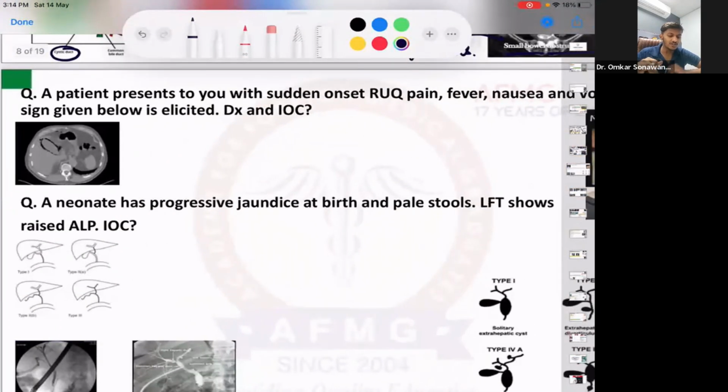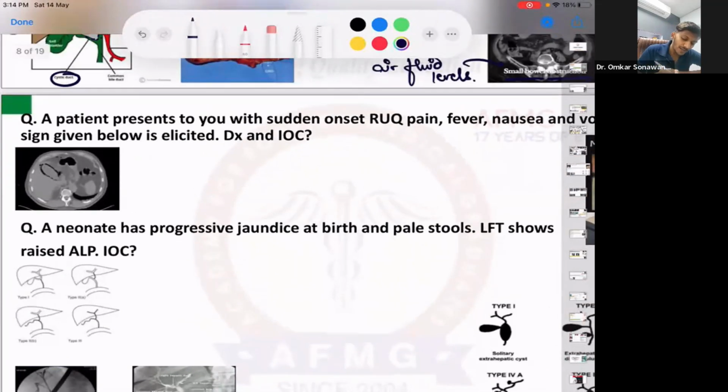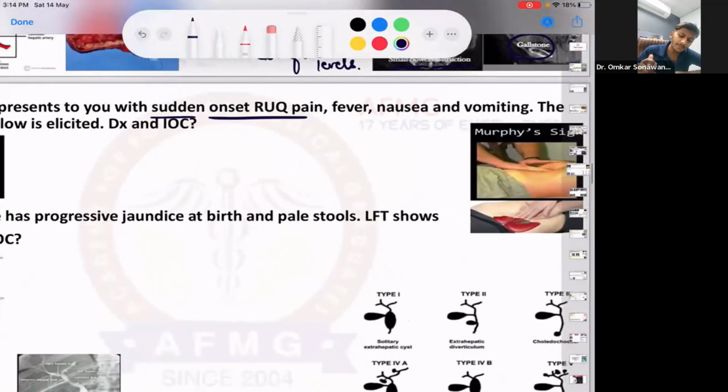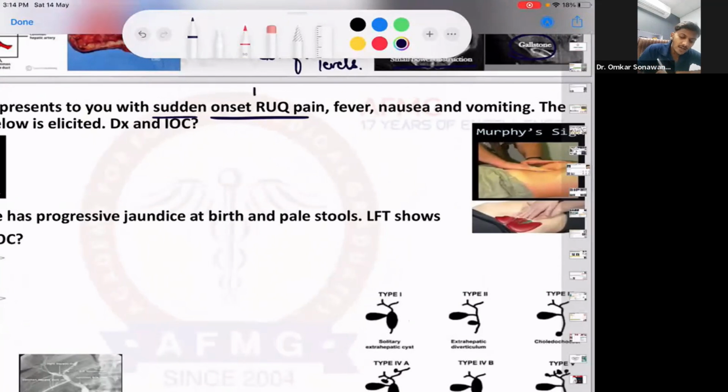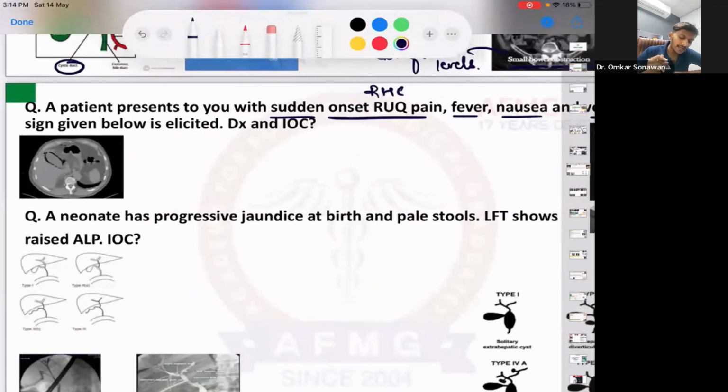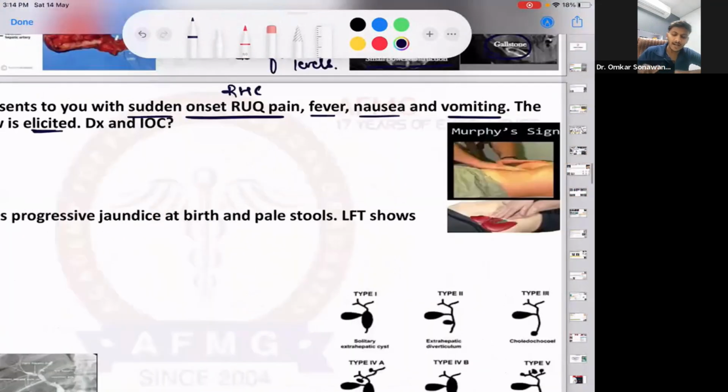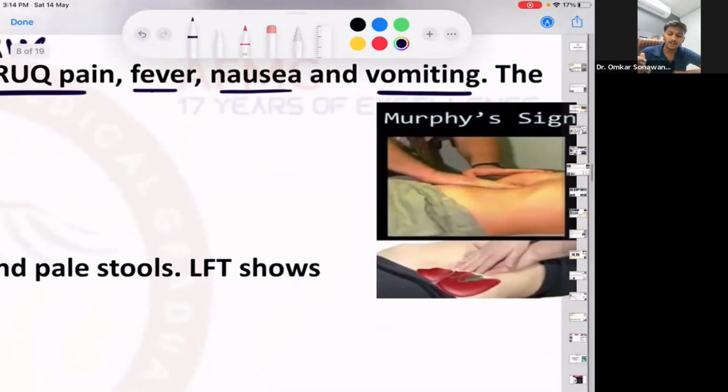Next, if I talk about this condition, guys, a patient presents to you with sudden onset right upper quadrant pain, or they can describe it as right hypochondrium pain. There is fever in the patient, nausea and vomiting. So fever, nausea and vomiting are suggestive of some infective or inflammatory condition, right? The sign given below is elicited; what is the diagnosis and investigation of choice? So the sign over here, when you press the right hypochondrium, there would be pain. This is what is known as your Murphy's sign.